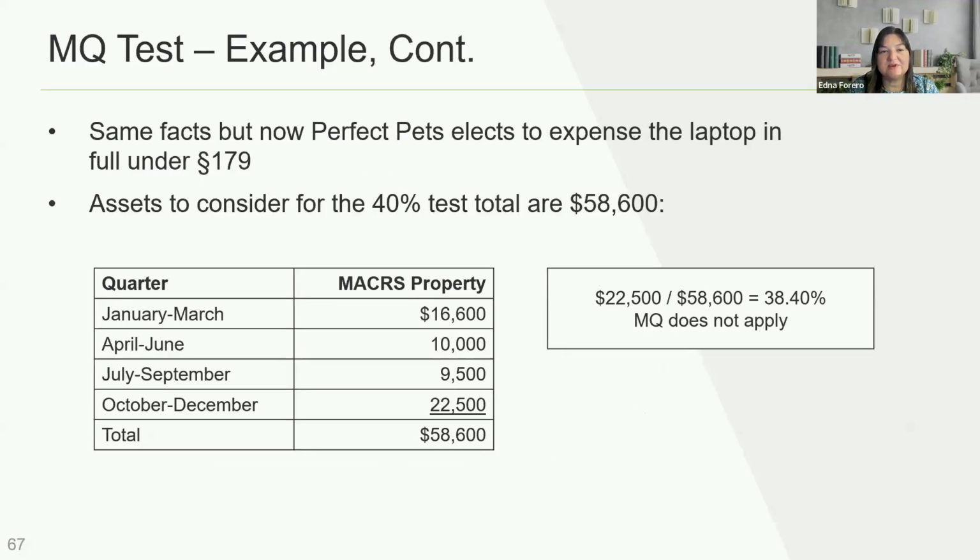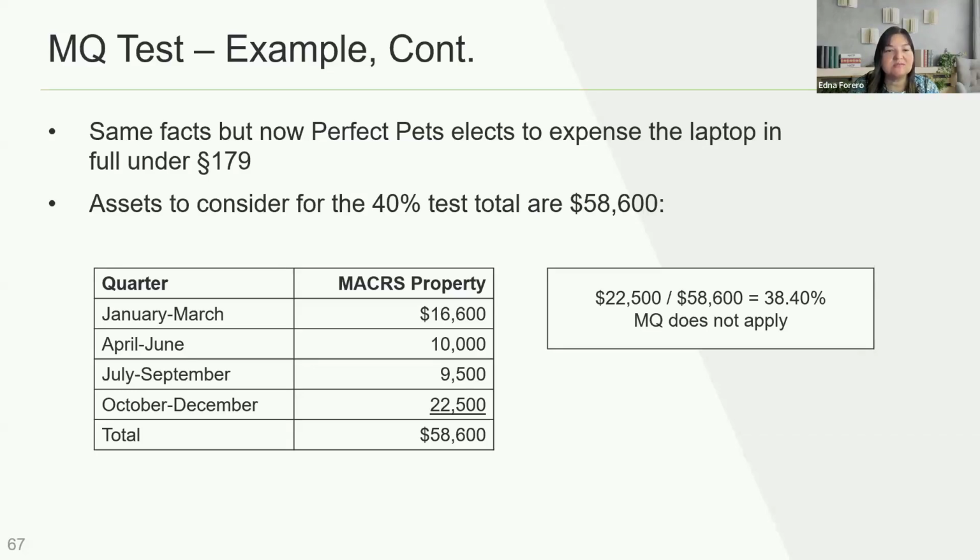So if we looked at Perfect Pets electing to expense the laptop or take a section 179, we're going to move some items out of those numbers for each quarter. All right, so you can see in October and December, we moved out the cost of that computer, which then lowers our percentage to 38.4. So 38.4% means then that the mid-quarter test is not met, so it does not have to apply the mid-quarter to that. So we can change this number and manipulate it, as you see, by taking items and expensing them under section 179. Or even bonus depreciation, which we'll talk about in a little bit.